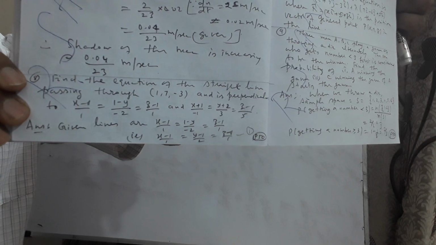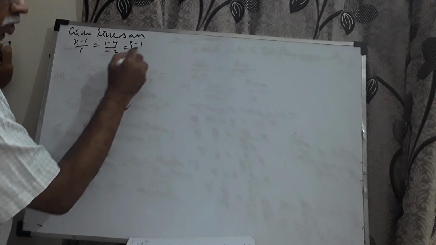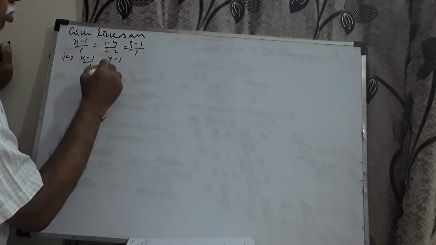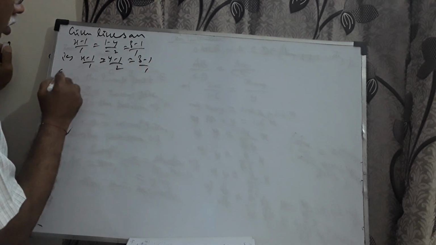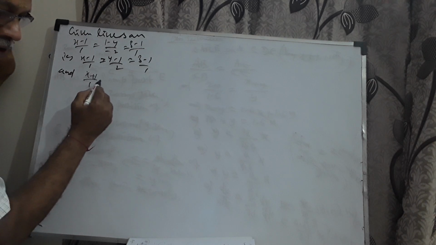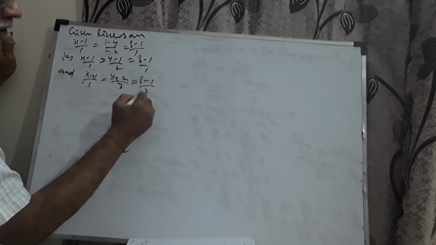Just read the question. Now, you see here, let me write the given lines. Given lines are: (x minus 1)/1 = (1 minus y)/(minus 2) = (z minus 1)/1, that is, (x minus 1)/1 = (y minus 1)/2 = (z minus 1)/1. And of course the second line: (x plus 1)/(minus 1) = (y plus 2)/3 = (z minus 1)/5.